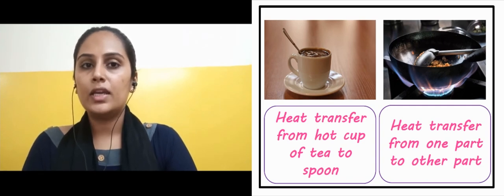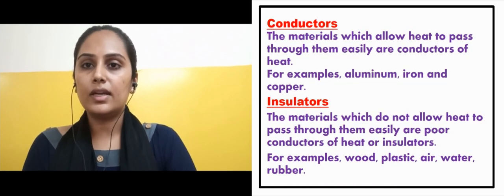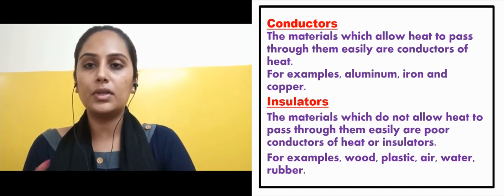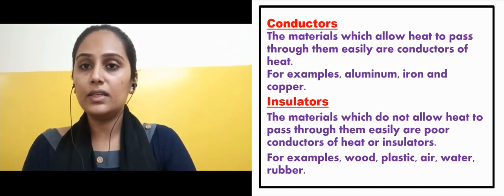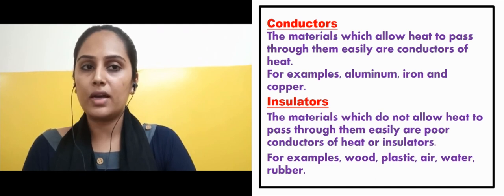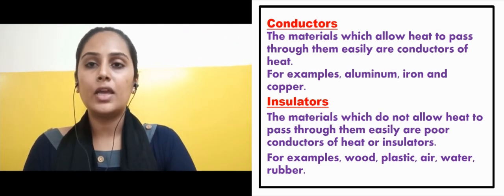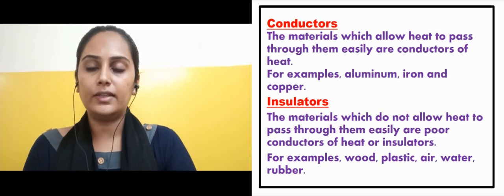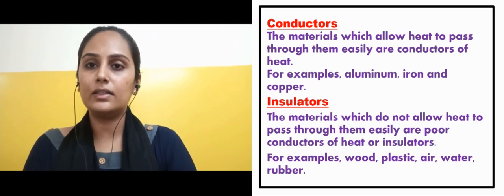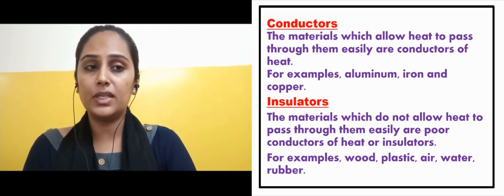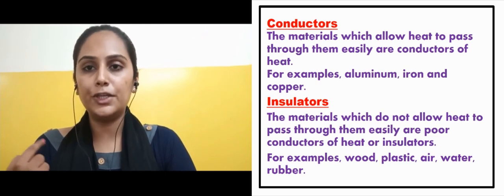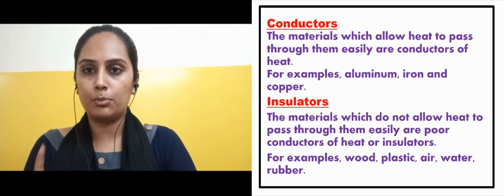Now in this there are two things, that is conductors and insulators. What are conductors? The materials which allow heat to pass through them easily are conductors of heat. Means the materials which allow heat to pass through them are conductors of heat. For example, aluminium, iron, copper allow heat to transfer through them.